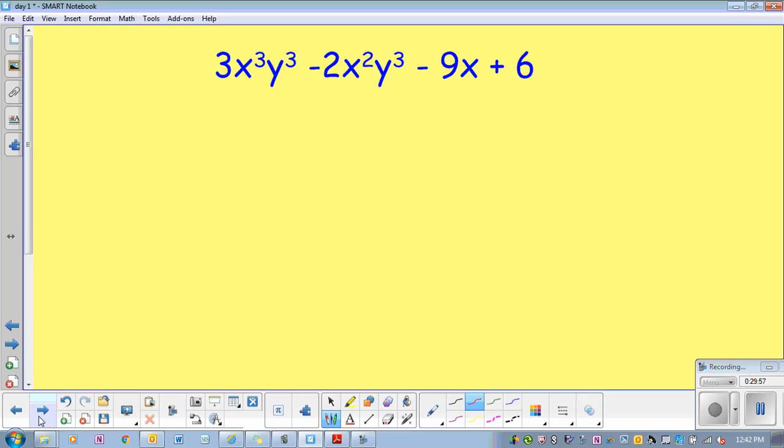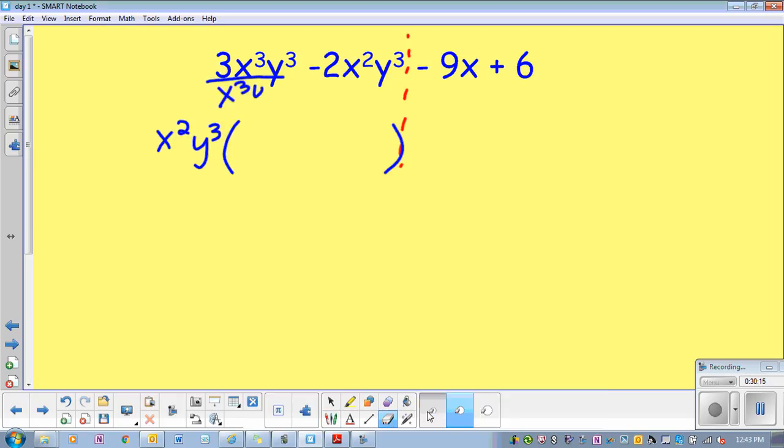GCF for the whole thing? No. Okay. 1, 2, 3, 4. Divide it right down the middle. X squared, y cubed. Yeah. All right. X squared y cubed. Just take your time with it.